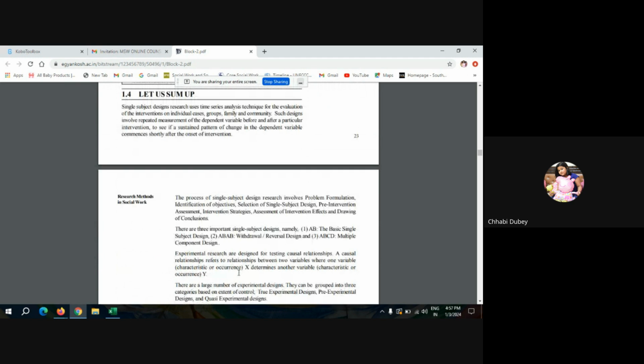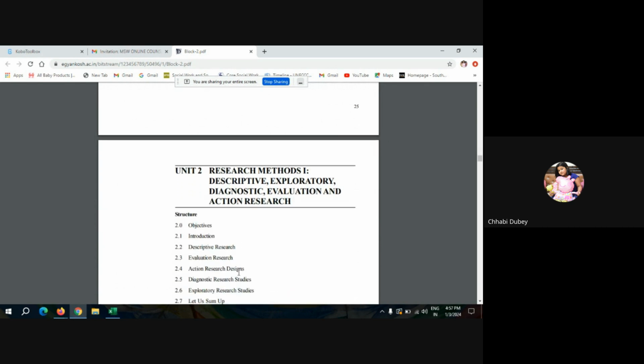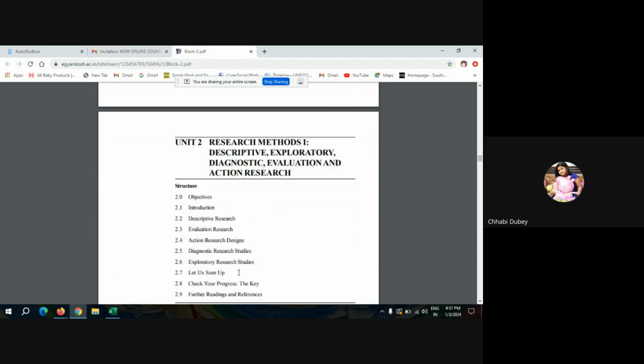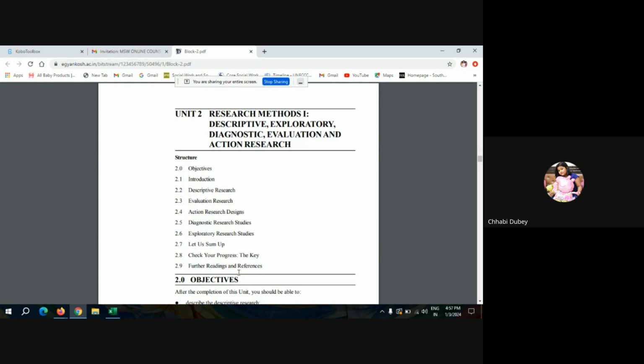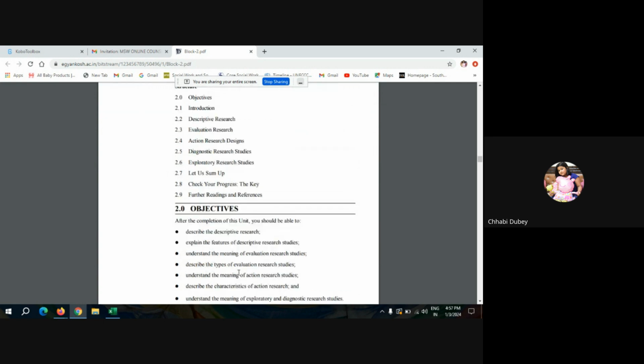Generally this is all about the first unit, where we have talked about the different types of research methods, mostly the quasi-experimental and experimental research designs. After this, we go to the other research methods that are generally used in social work research, namely the descriptive design, then the exploratory design, diagnostic research, evaluation research, and finally action research. So we will take these up one by one and see the differences between these different types of research designs.